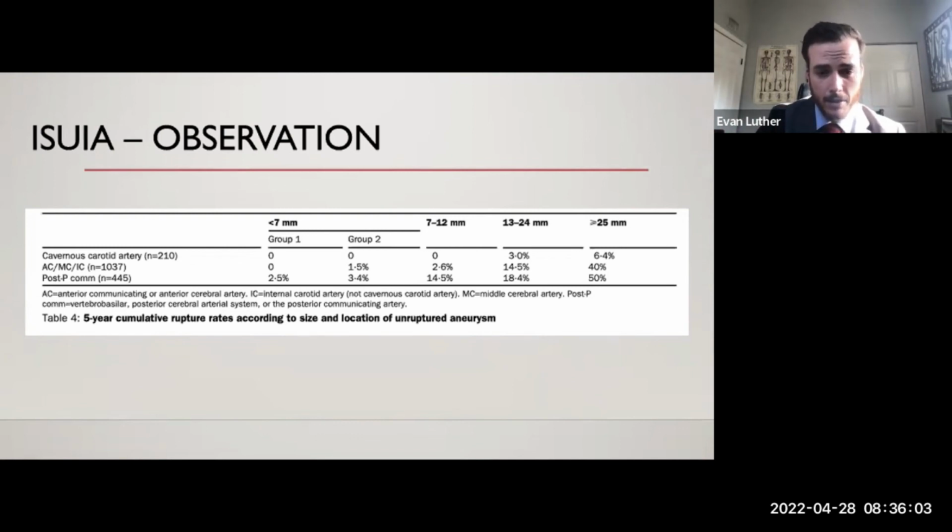And then they found that patients with posterior circulation or PCOM location aneurysms had higher risk of rupture than other anterior circulation aneurysms. That's huge, because that allows us to really talk to patients about what we think their rupture risk is based on the size and location of their aneurysm.